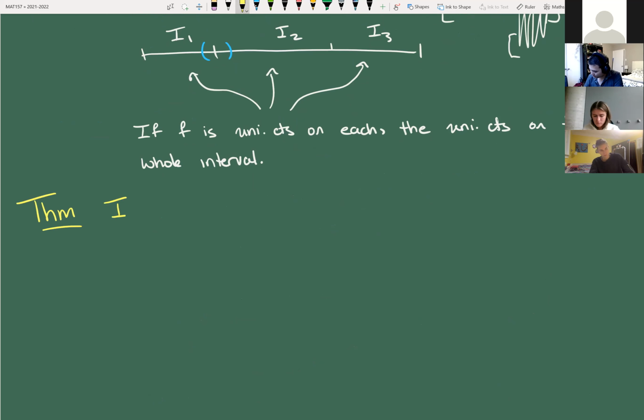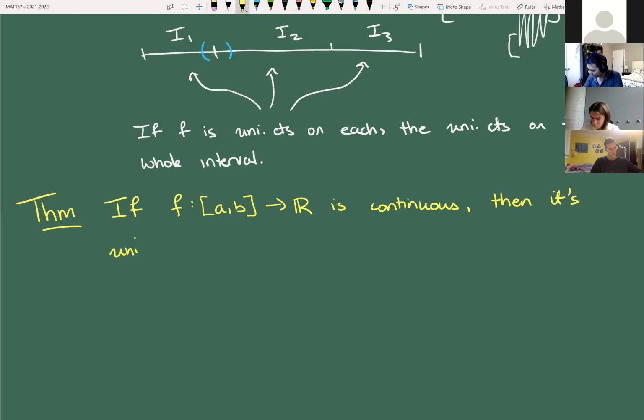Okay, so if this function is continuous, then it's uniformly continuous. And it's worth pointing out here that there is a hypothesis here that has not been explicitly stated. So I really want to point that out. So comment.